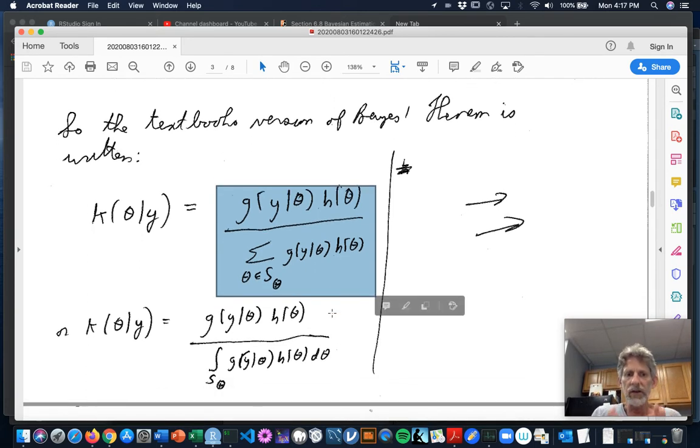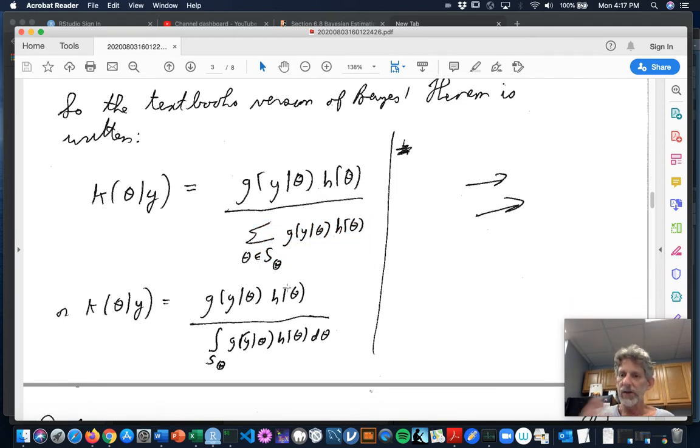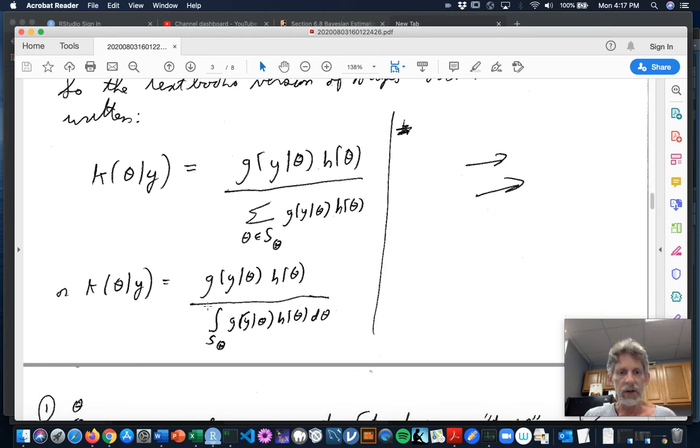Now, that's the situation where your data is discrete, 0 or 1 like this time. Then you're summing over PMFs to get a probability on the bottom. But if your data is continuous, if it's continuous random variable in nature, then instead of summing, you're going to be integrating over the sample space for capital theta, G of y given theta, h of theta, d theta. I'm sorry, let me take that all back.